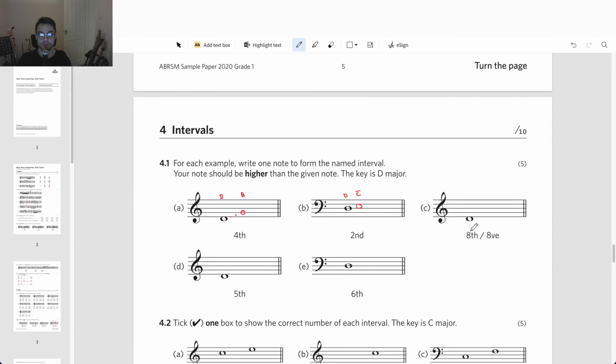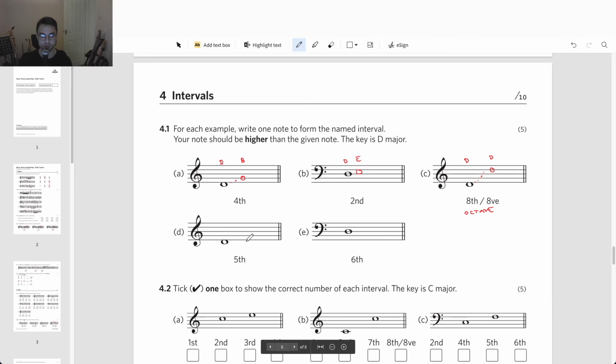All right, eighth, or what does this mean? Octave. That means octave. So that's a D. We just write an octave above it, which is this D up here. If we count up the scale, we get 8 notes. 1, 2, 3, 4, 5, 6, 7, 8. Octave.